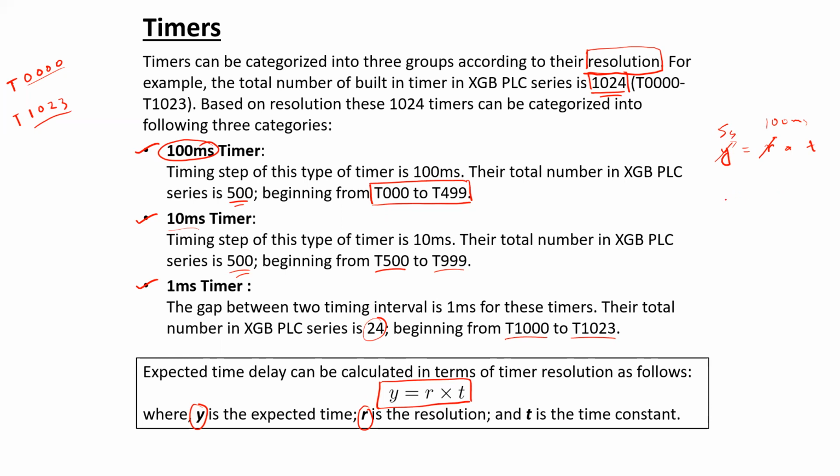So while drawing the ladder logic instruction, you have to mention the time constant, which would be in this case 50, in order to generate the 5-second delay using a timer having a resolution of 100 millisecond. Similarly, you can do the calculation for 10 millisecond, 1 millisecond as well. So for a 10 millisecond timer, in order to generate a 5-second delay, the time constant T should be 500, and accordingly for a 1 millisecond timer you can also calculate very easily what the time constant should be.